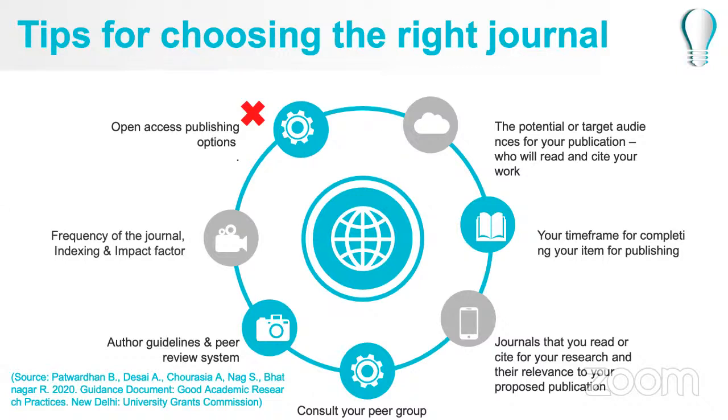Then author guidelines and peer review system, and the frequency of the journal. As I said, if it is quarterly or monthly, then if it is monthly more issues will be published, so there is more article acceptance capacity, and they will take a lot of research articles. So depending on the frequency, the chances of rejection also vary.